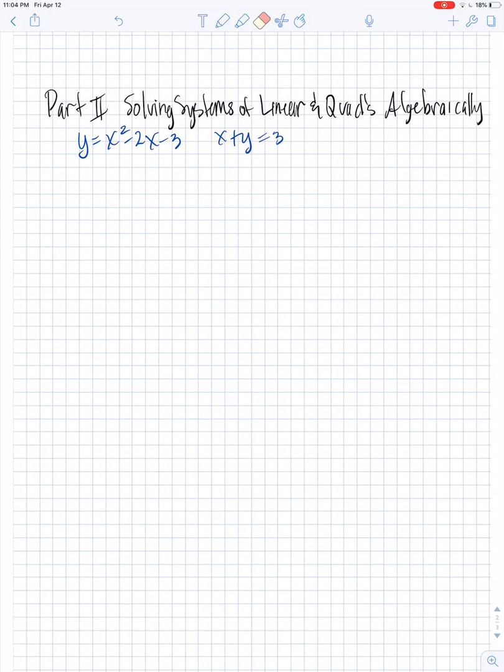All right, so let's just look at 9.7 part 2. Another way you can solve a system of linear and quadratic equations is algebraically. Maybe it's even a faster method than the previous one we just discussed, which was to solve it through graphing.